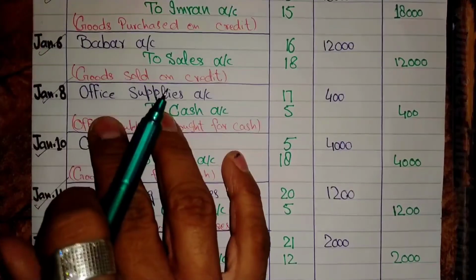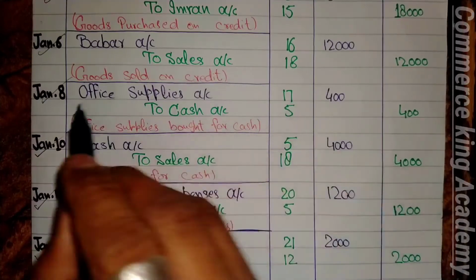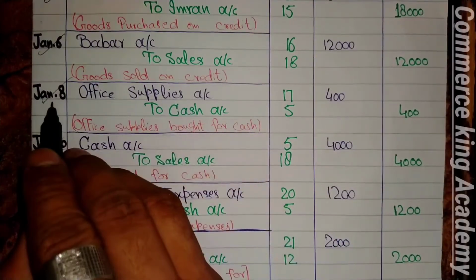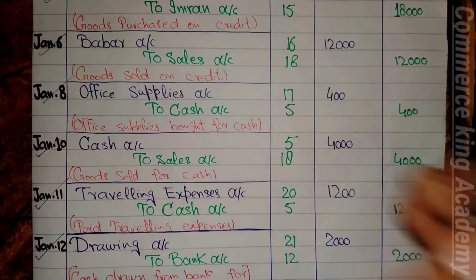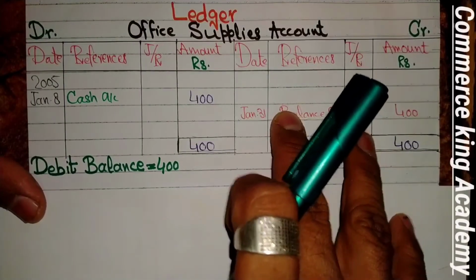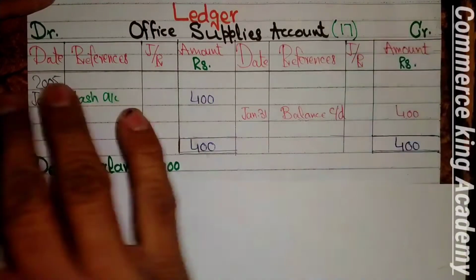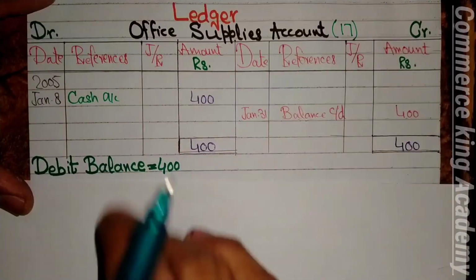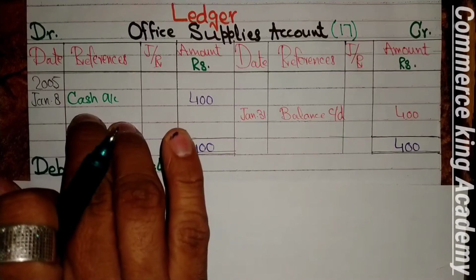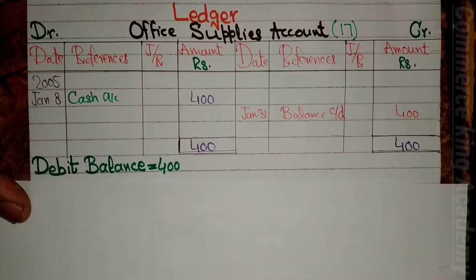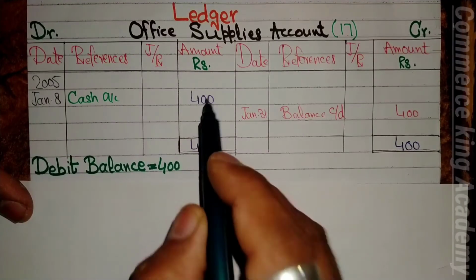Next account for making its ledger is office supplies account with ledger folio number 17. So office supplies account is debited here on Jan 8th by cash account. Office supplies bought for cash, amounted 400 rupees. You can see here, this is the ledger of office supplies account with ledger folio 17. Okay, debit side and credit side. So the entry was office supplies account debited by cash account. Cash is the opposite account name of office supplies account in the general journal. So Jan 8th, cash account and amount 400 rupees.